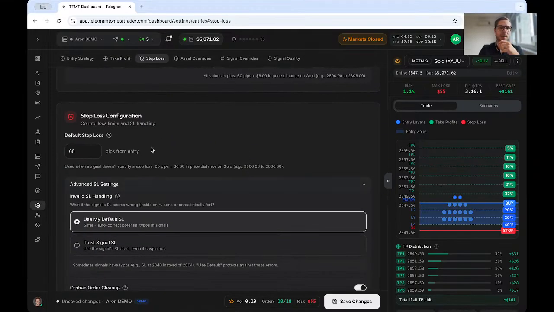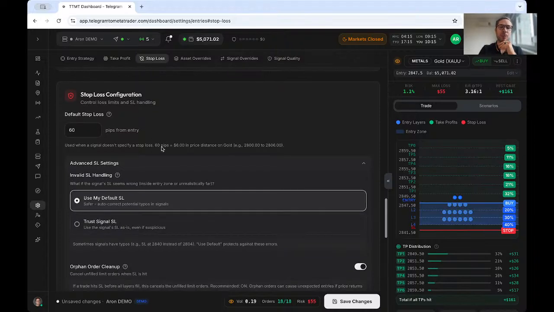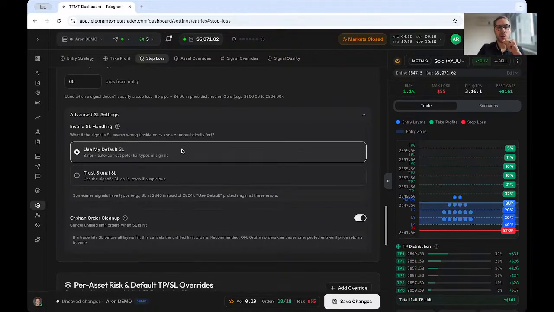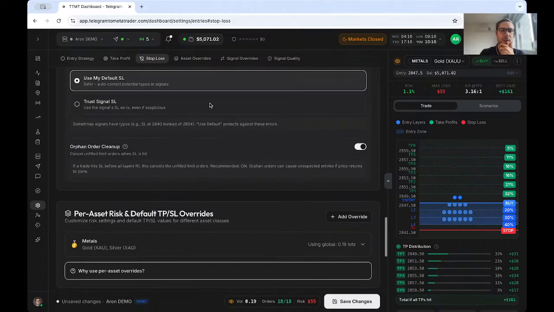Stop loss configuration, very simple thing. You place your stop loss X pips from entry. And then advanced SL settings. In many cases, there are simply wrong values or misplaced stop losses or typos within the signal values. Since there is an AI engine, more specifically a fine-tuned OpenAI model, working under the hood, which was trained on thousands of signals and modification signals and non-actionable messages, the system can easily spot if something's wrong with the signal, and then you will have your own decision about these cases. What would you like TTMT to do if it spots an issue with the signal?